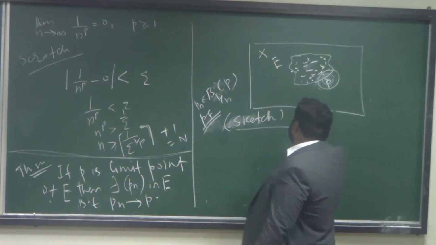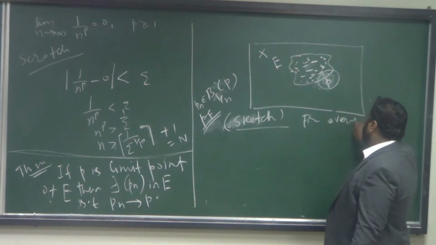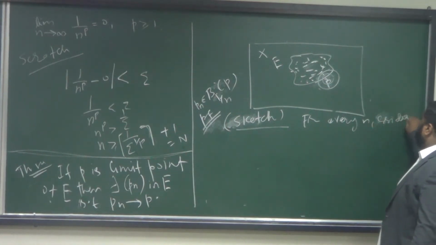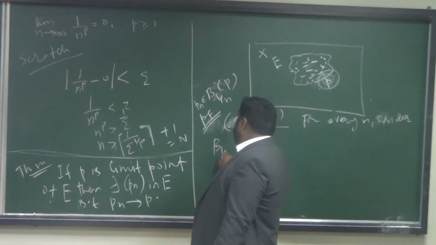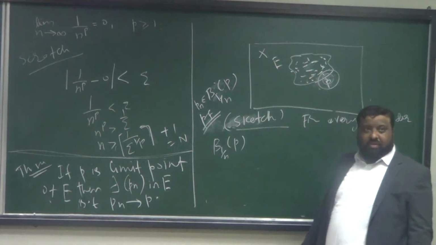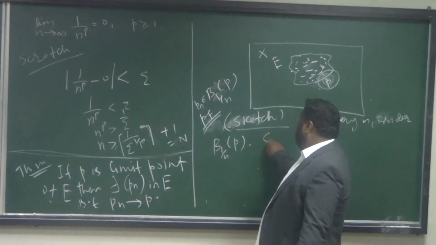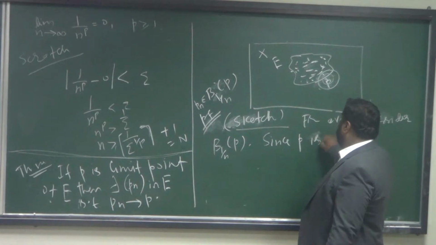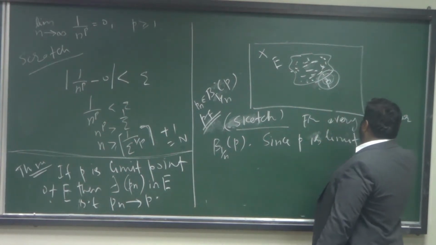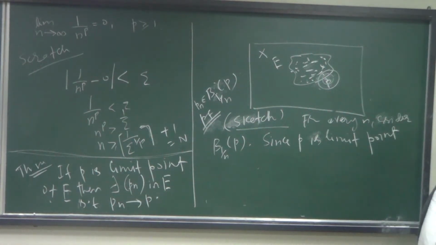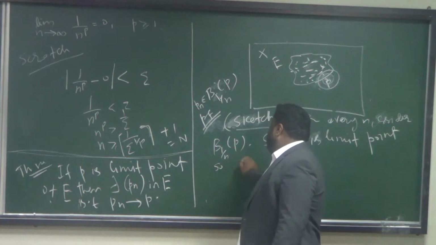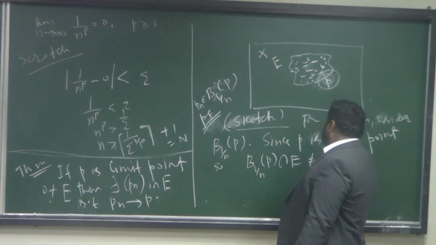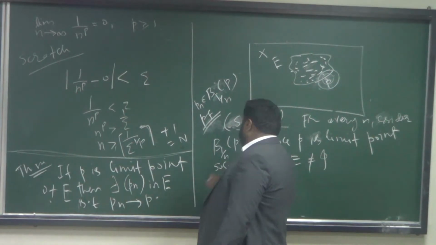Okay? So I'm saying that for every n, consider a ball of radius 1 over n on P. Now since P is a limit point, this ball is going to intersect with the set E at some point other than P.